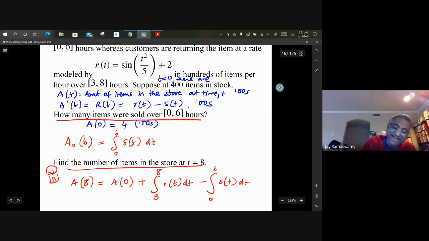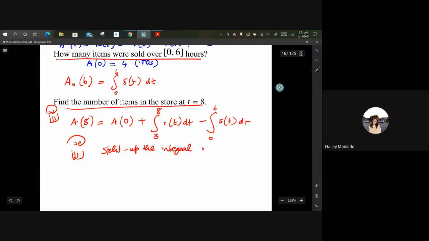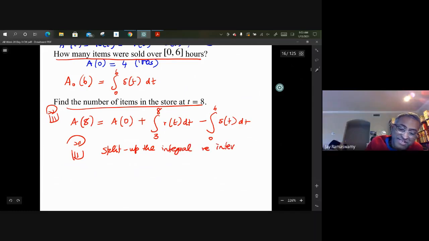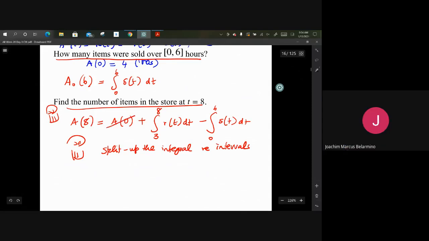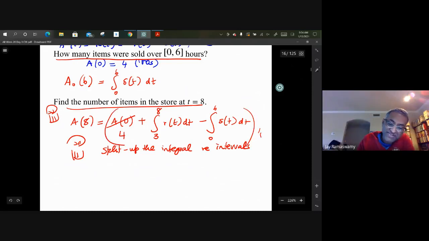Put a skull here for good notes, a skull as in warning. We split up the integral. Usually we would have only one integral, but because the intervals were different, we just split up the integral. And what was the A of 0 given to me? 4. And your final answer should be in hundreds, correct?